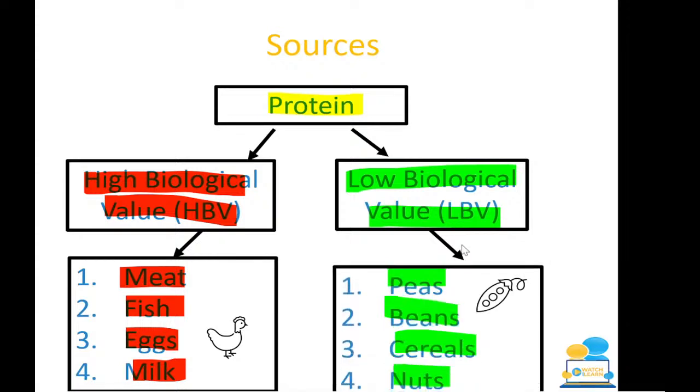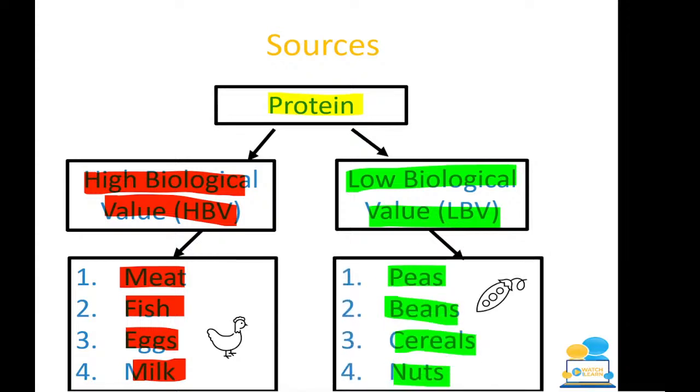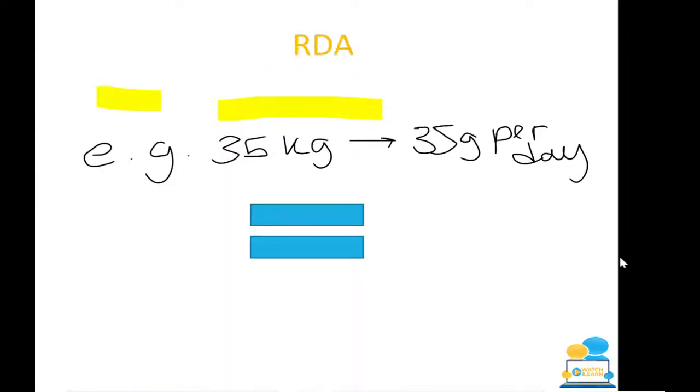And this includes your peas, beans, lentils, and any type of nut. So RDA stands for recommended daily allowance. And this basically means the amount that you need every day so that you can maintain your general well-being. So it is 1 gram per kilogram of body weight. That is the general rule for protein.